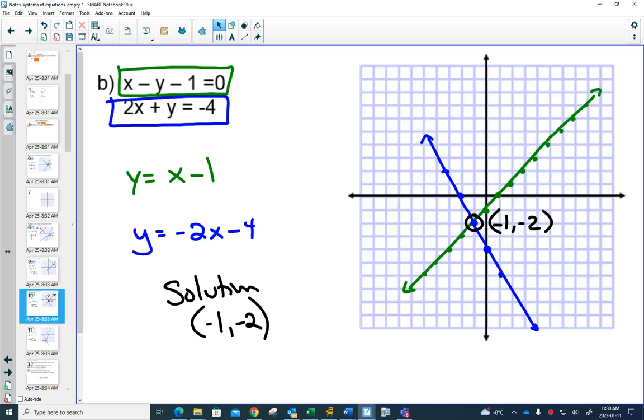So which equation are you working on? Top one or the bottom? So I can move.